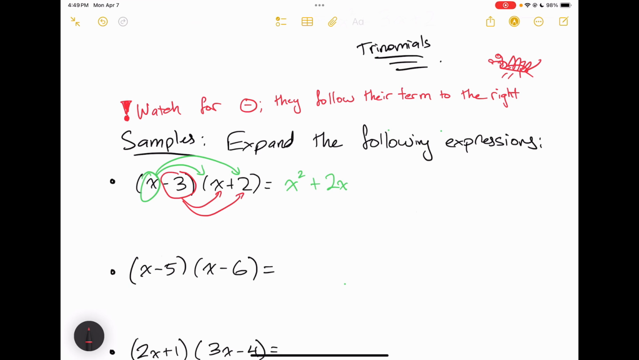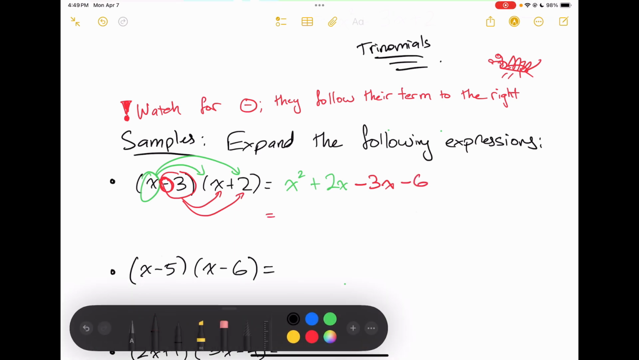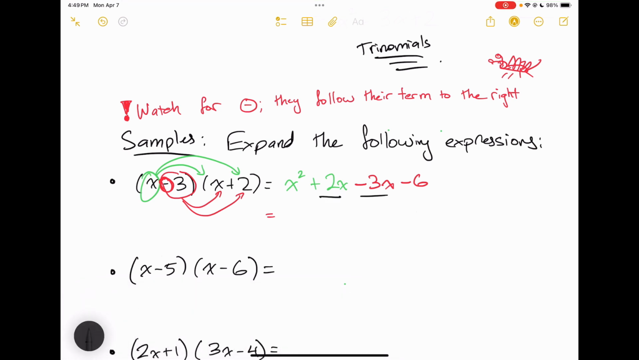So negative 3 times x is going to be negative 3x. I'm putting an extra circle around this negative because, wow, that's important. It changes the entire answer. And then negative 3 times positive 2 will be negative 6. Combine the like terms together here. We'll have the 2x and the negative 3x, and I'll have x squared minus x minus 6. Short, simple, easy, and fun.